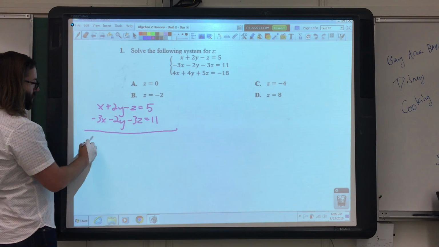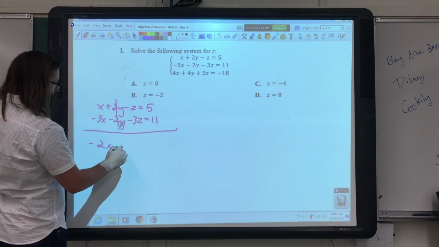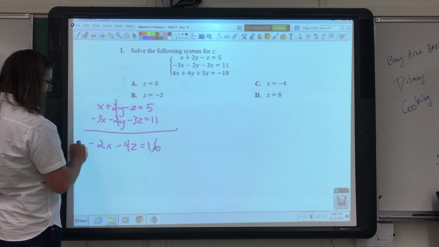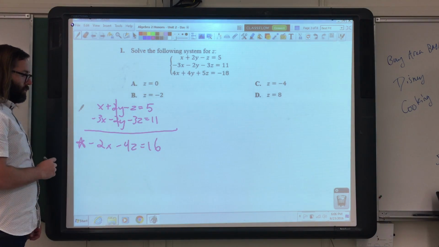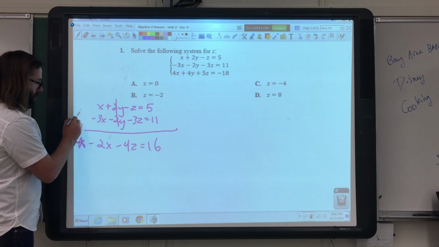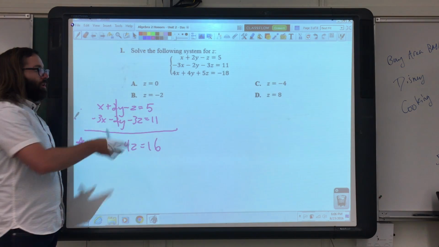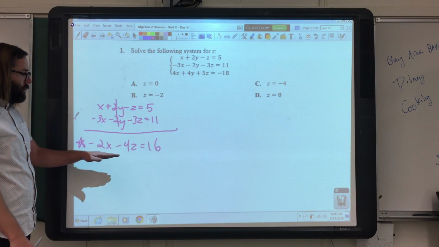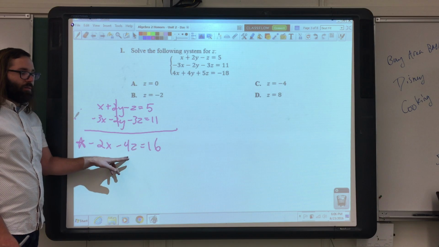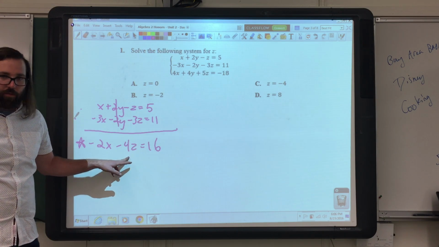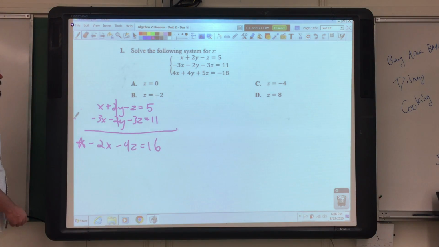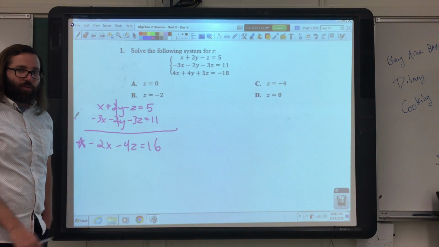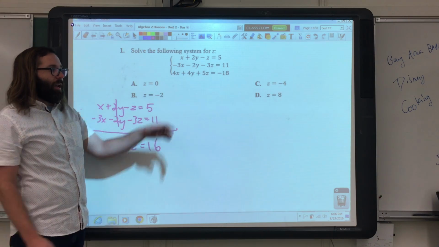Okay, let's eliminate these. So you get negative 2x minus 4z equals 16. Okay? I know normally we solve for x and then do this other stuff, but we want to get z specifically. We want to get z as fast as possible. So to do that, we just cancel out the y's here. So we need to find another equation we can use to cancel out the y's again.